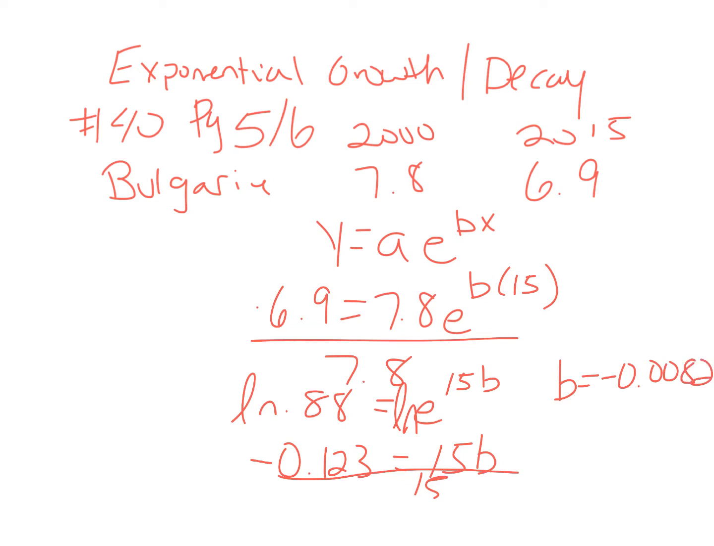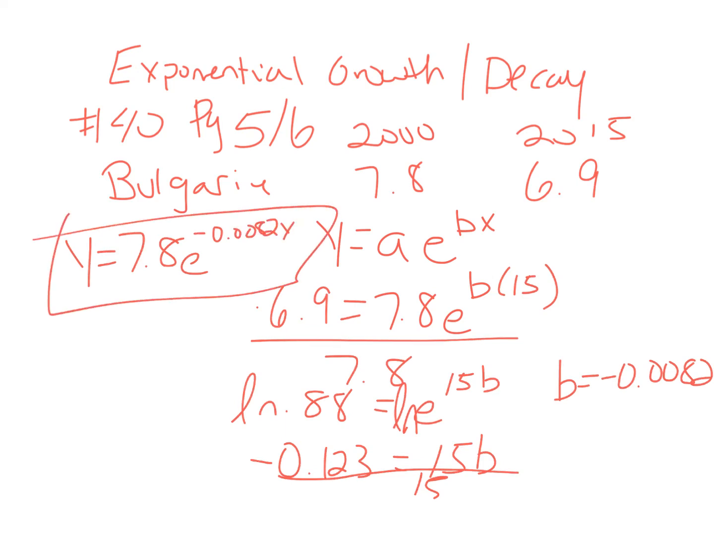So what's our answer then? Your exponential, well, in this case it's decay because your b value is negative. Your exponential decay is going to be y equals 7.8 base e to the power of negative 0.0082x. That is your answer.